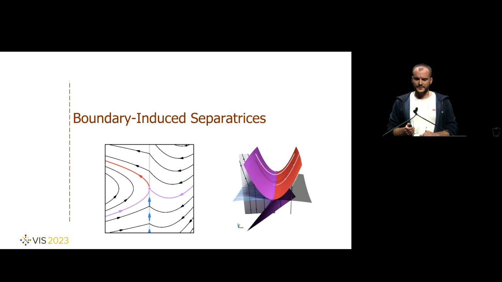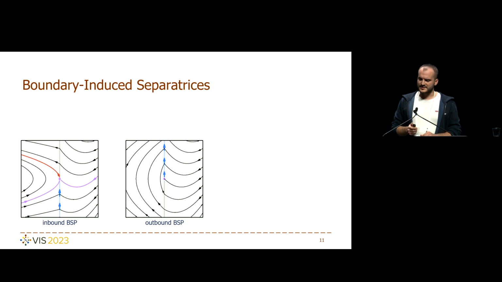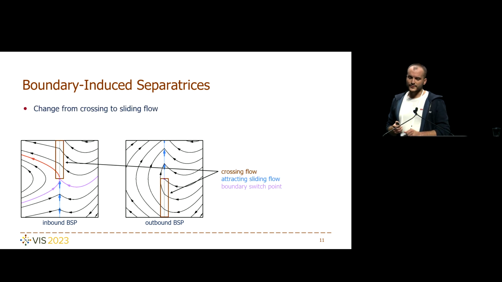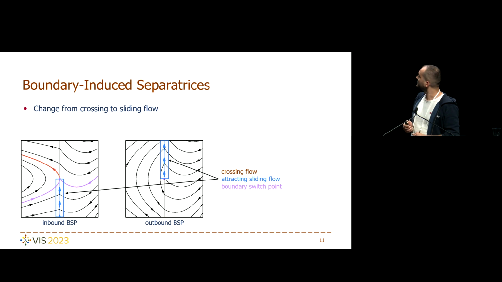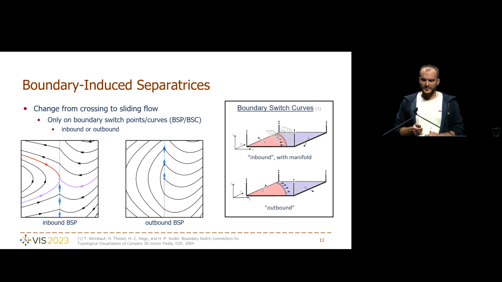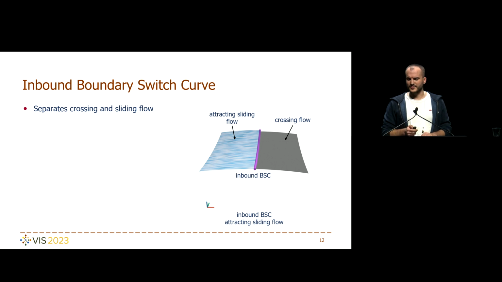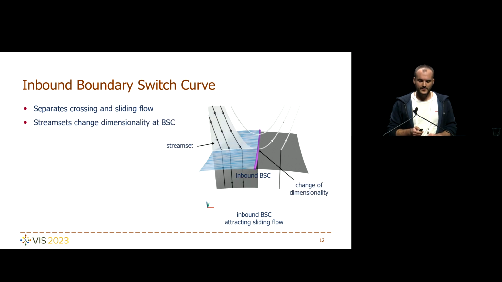We have seen in the introduction that there also can be a transition between crossing and sliding flow. This transition happens to have topological implications. First, let us examine the involved structures. We find regions of crossing flow and regions of attracting sliding flow. These regions are always separated by boundary switch points in 2D or curves in 3D, which are points at which one of the involved fields is tangential to the discontinuity. These boundary switch points or curves can be of type inbound or outbound. We can see in this example that the boundary switch curve indeed separates the crossing gray part of the discontinuity from the blue attracting sliding flow. At the boundary switch curve, the stream set changes dimensionality from 2D to 1D.